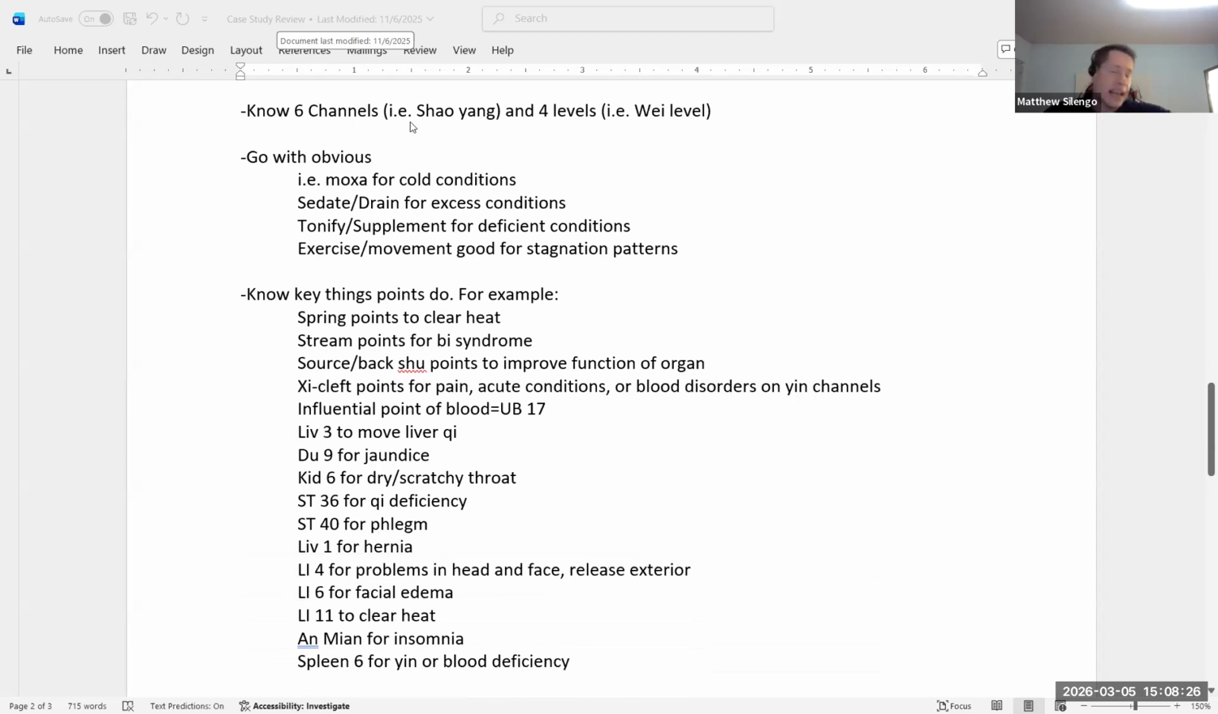Also, there's a handout that I gave you for the Chinese medicine theory section, the one that goes over the 6 channels, all that Shaoyang, Taiyang stuff, and the 4 levels, Wei level, Qi level. There are questions about this mixed in on the case study section too. So that handout is fair game for the Chinese medicine theory as well as this. So there will be questions where those are your answers.